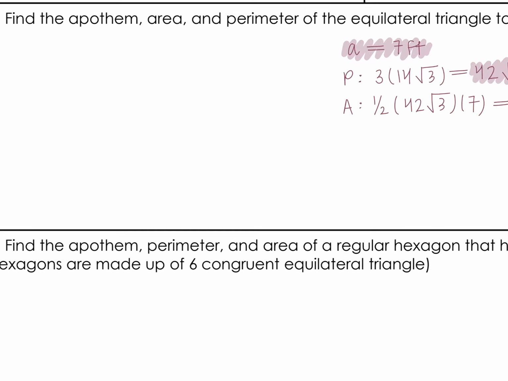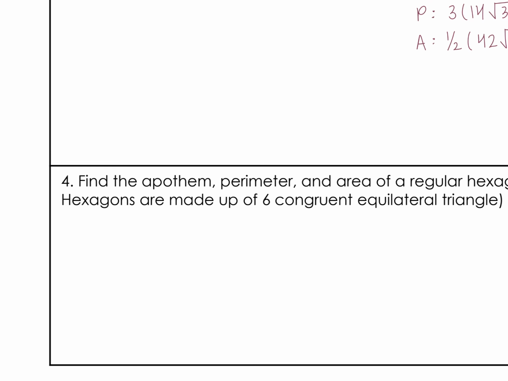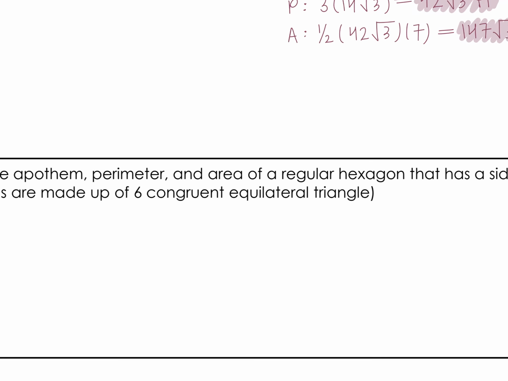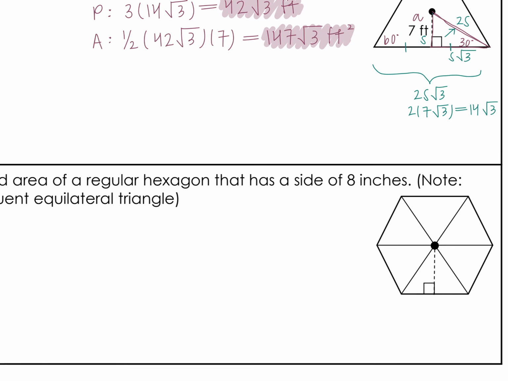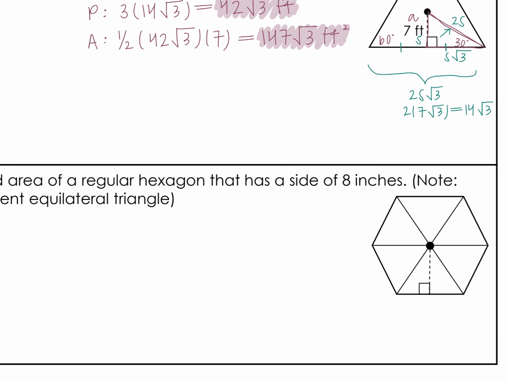Now let's look at number 4. Find the apothem, perimeter, and the area of a regular hexagon that's going to have a side of 8 inches. Okay, so I'm going to start off here by just labeling my picture with that 8 inches as my side.